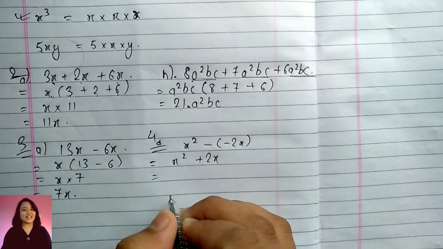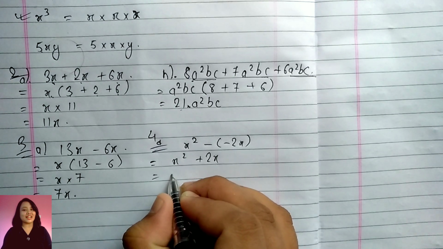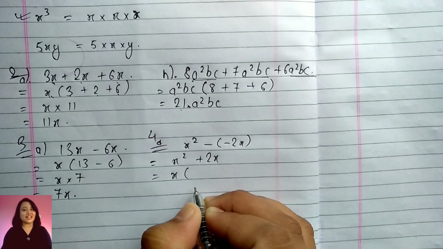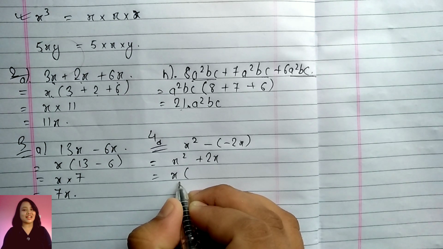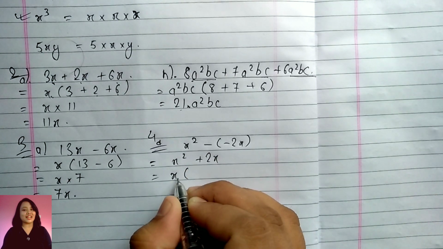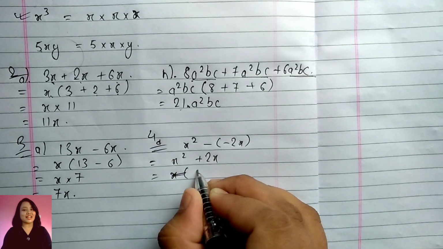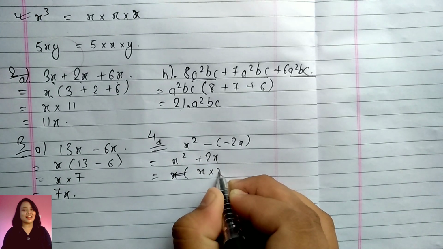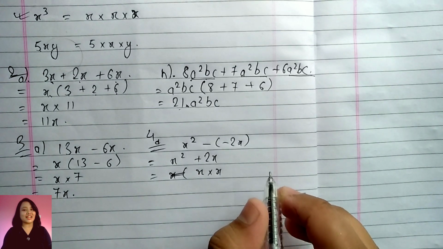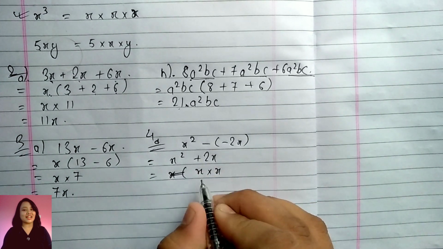Now from this, what can we take common? We can take x common. If we take x common, then x will be remaining. Okay, this can be simplified in such a way also. This x square means, we have learned that it is x into x, not 2x. Okay, please understand. X square means x into x.